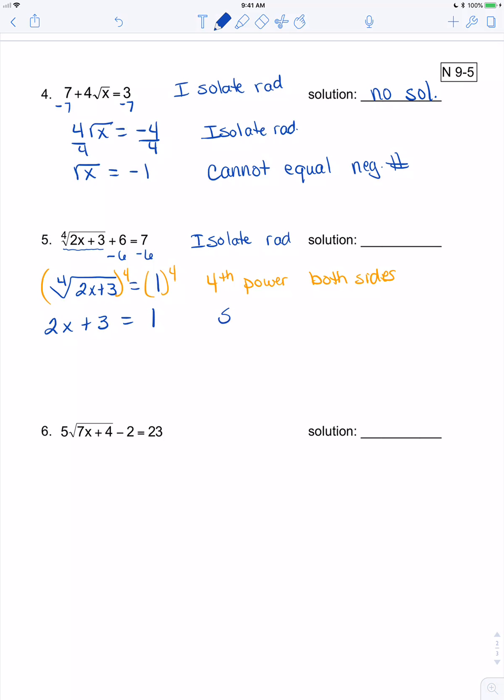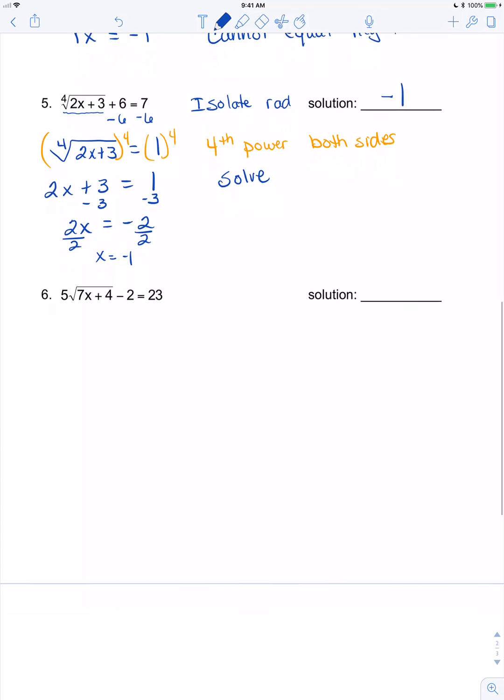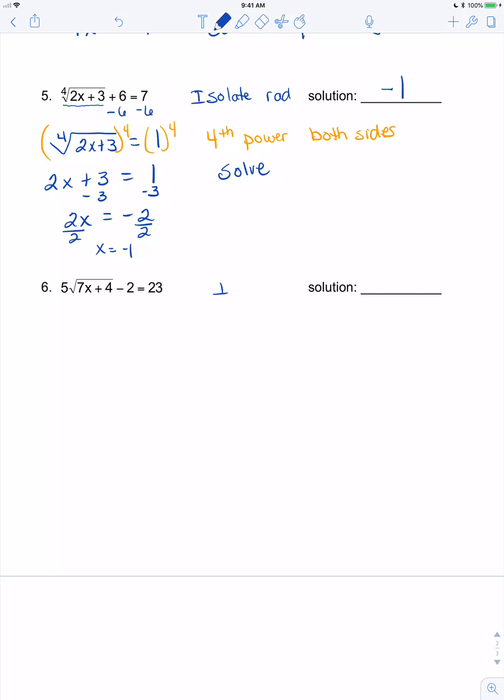So now we're ready to just solve the equation for x. So we're going to subtract 3 from both sides. So 2x is equal to negative 2. Divide both sides by 2. So x is equal to negative 1. All right, we have one more example. We're going to isolate our radical. Hopefully you're sort of seeing the steps here. So first we're going to do our addition. We've got 5 square root of 7x plus 4 is equal to 25.